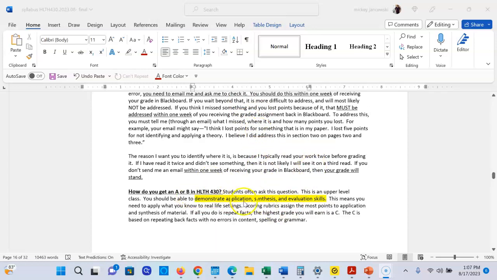If you want an A or B in the class, what's really important is that you have to be able to apply, think critically, synthesize, and evaluate what we're doing in class. If you can repeat facts with 100% accuracy, the highest grade you can get is a C. You can only get an A or a B if you are able to think critically and synthesize, analyze, and evaluate.